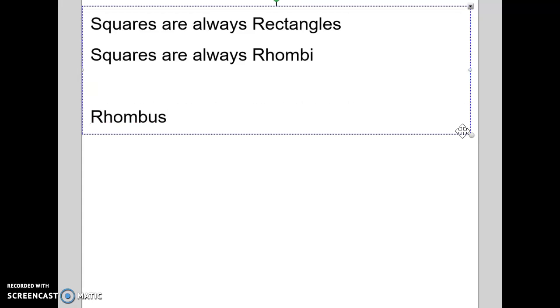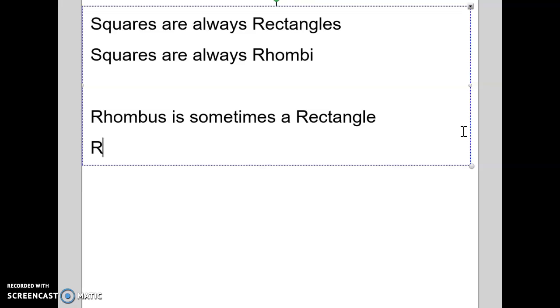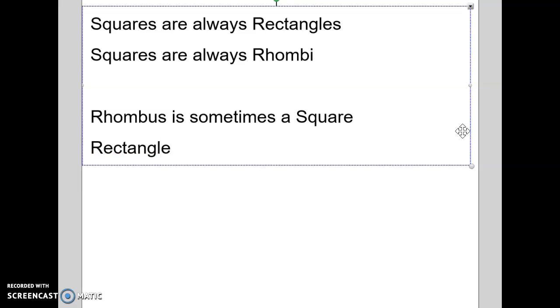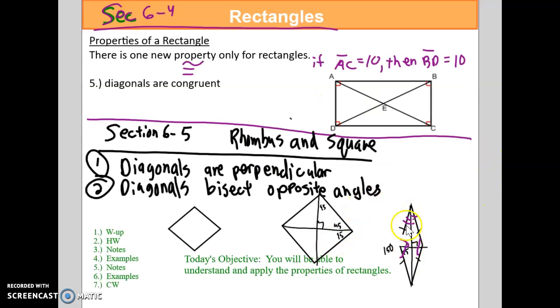Rhombus is sometimes a rectangle. And a rectangle is sometimes a square. Squares are special. Rhombuses can be dragged into these different shapes and made into a diamond, but this is also a rhombus, but it's a square. Something to be mindful of and know that going forward.